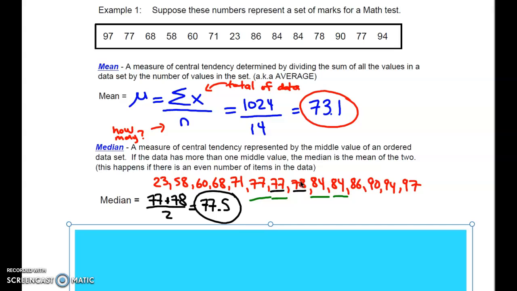So we know that because this is an even amount of items in the data set, there are going to be 2 middle numbers. When there are 2, we have to take the mean of the 2. So just like above, we add those two numbers, 77 and 78, and divide by how many numbers? 2. And our answer is 77.5.